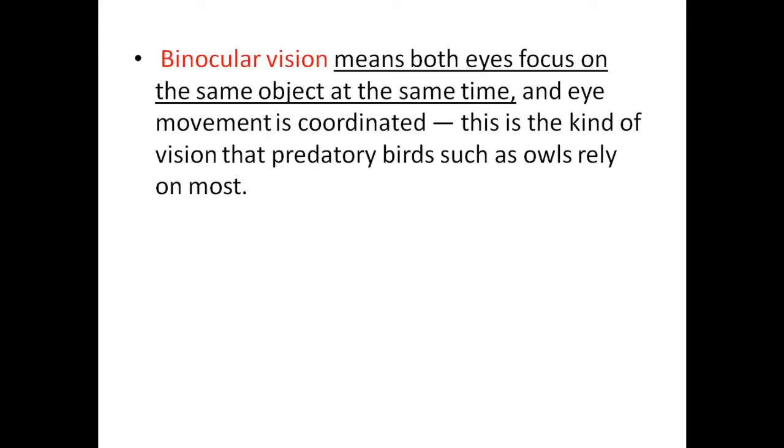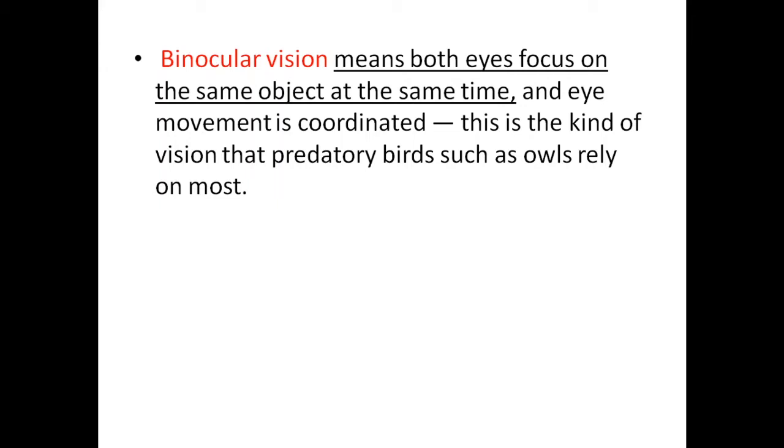Binocular vision means both eyes focused on the same object at the same time. That means eyes in front of the head. We see only one object, the same object, at the same time. Like human beings, we see many objects, but while we are seeing one object, we are seeing that particular object.